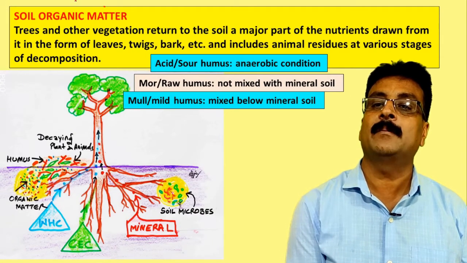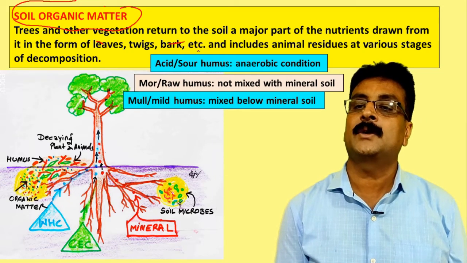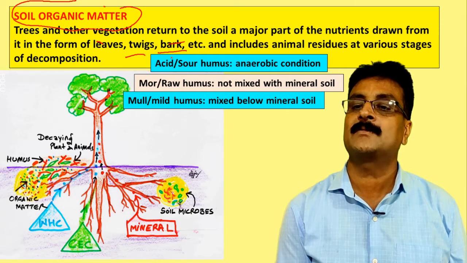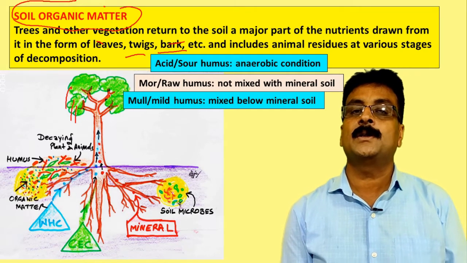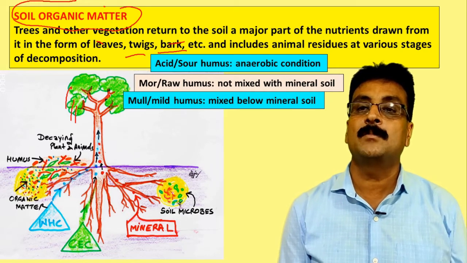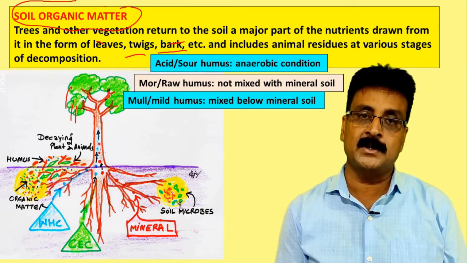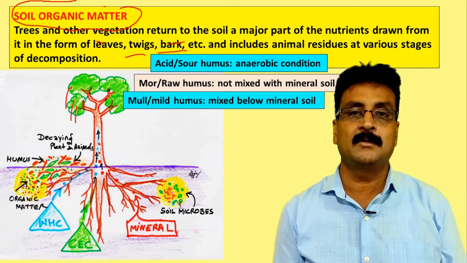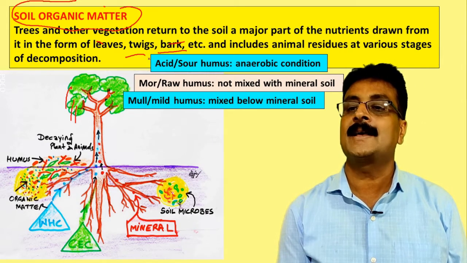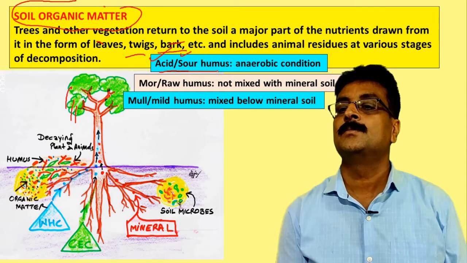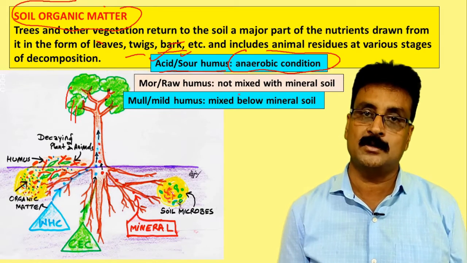Then there is soil organic matter. Soil organic matter is very important, because it comes from twigs and bark from the trees, which fall down, and then decomposition happens. The residuals which make humus are partially decomposed, partial leaf litter and other things. We can categorize it as acid or sour humus, meaning decomposition under anaerobic conditions. We call it acid or sour humus.